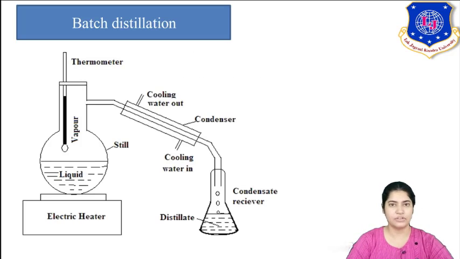Let's have a look at the pictorial presentation of batch distillation. You can see in a distillation flask, the liquid mixture has been taken. It's heated using a steam bath or electrical heater. A thermometer is attached so as to know the temperature. When the first bubble is formed, that is your bubble point, and you note down the temperature. Gradually as you heat, vapors are produced, you collect and condense them, and you collect the more volatile component as distillate.